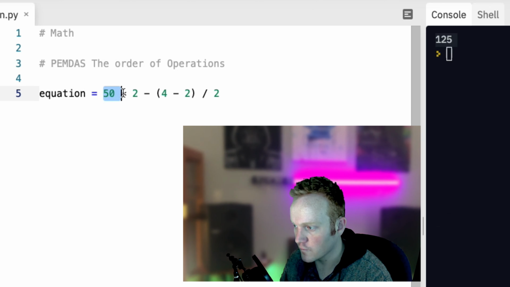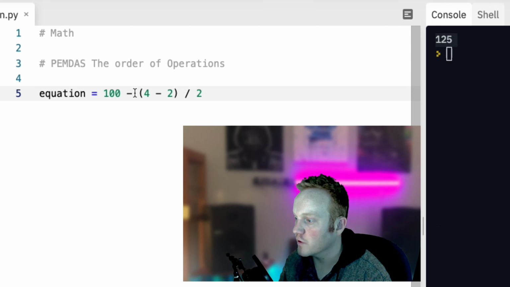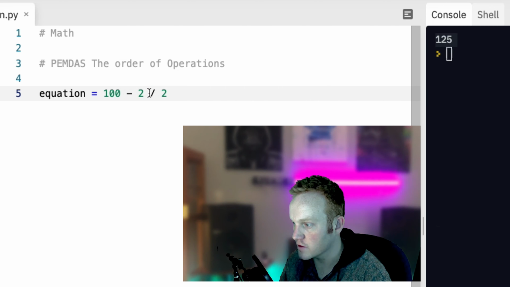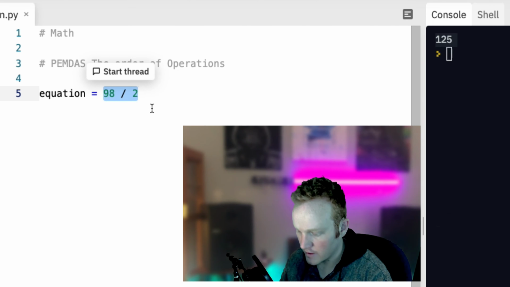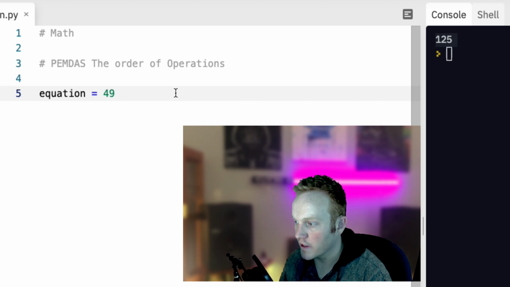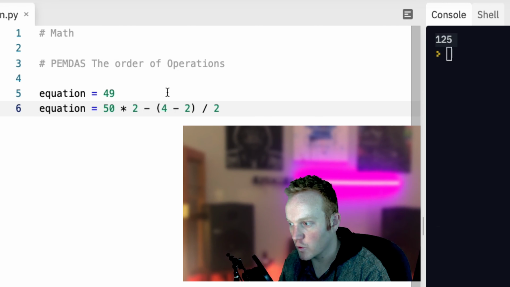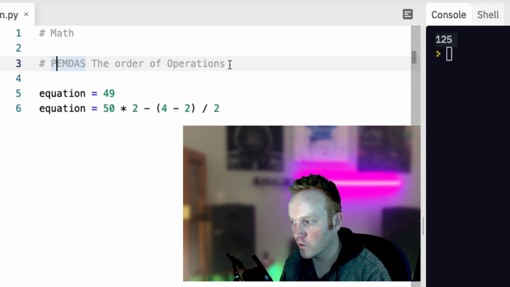So let's do 50 times 2, 100. 100 minus this, so 4 minus 2 is 2. 100 minus 2 is 98. And if we do 98 divided by 2, that is a straight up 49. So the answer was 49 when we went straight across. So let's do this same equation, but let's do it the order of operations.